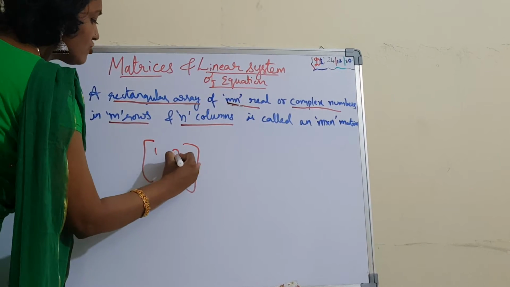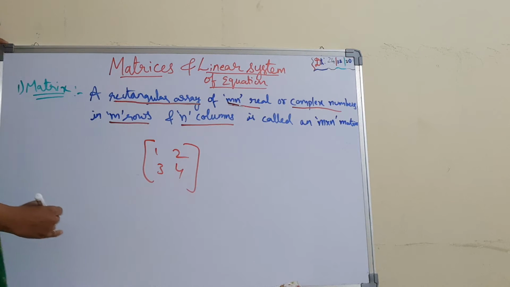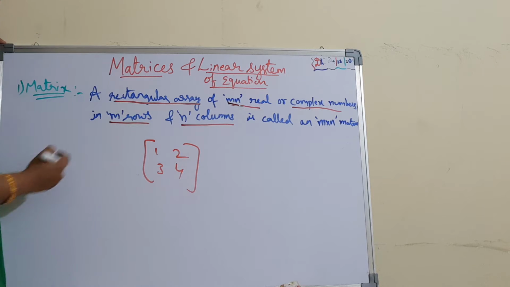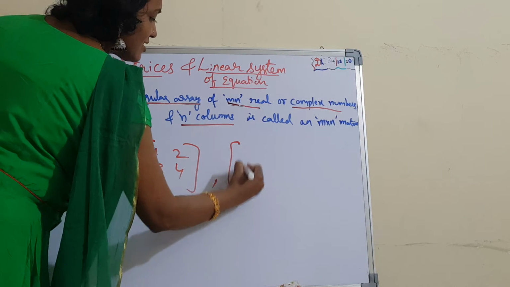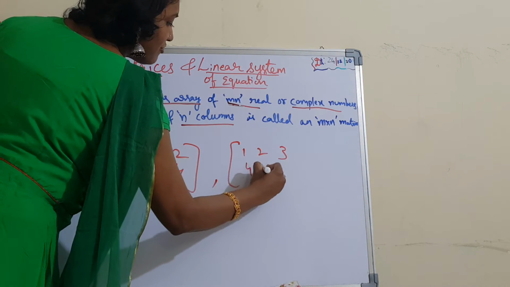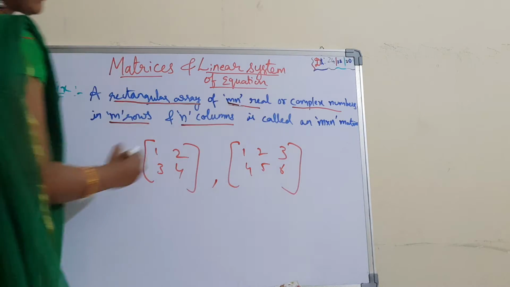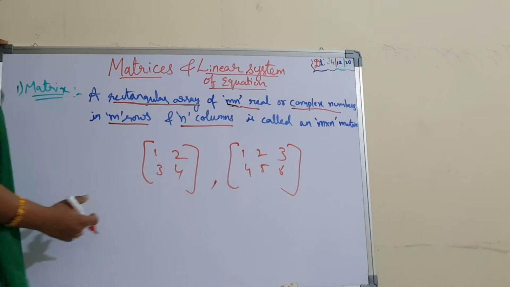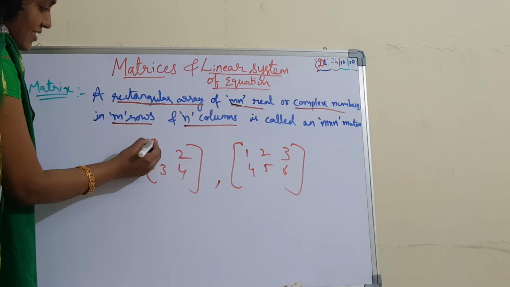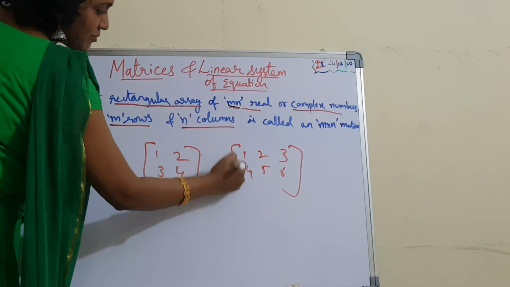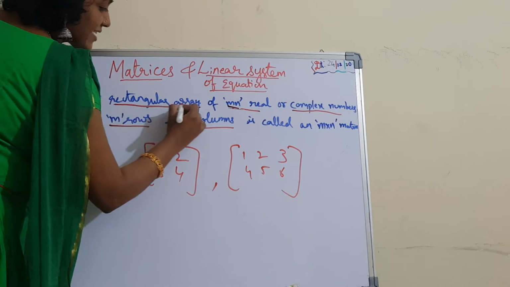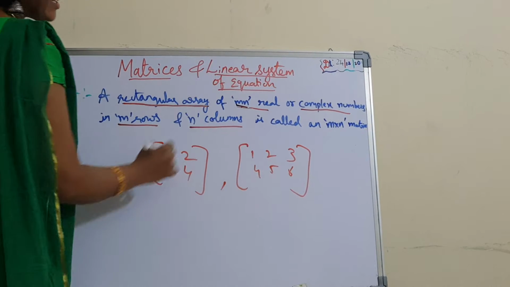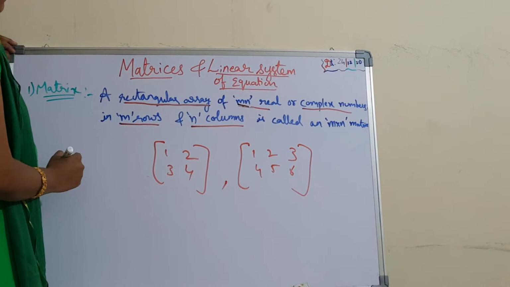Here 1, 2, 3, 4. It is a rectangular array. It is in the form of a rectangle. This is also one matrix: 1, 2, 3, 4, 5, 6. This is also another matrix. It is in the form of a rectangle shape, no? That's why we call it a rectangular array of m n real or complex numbers.